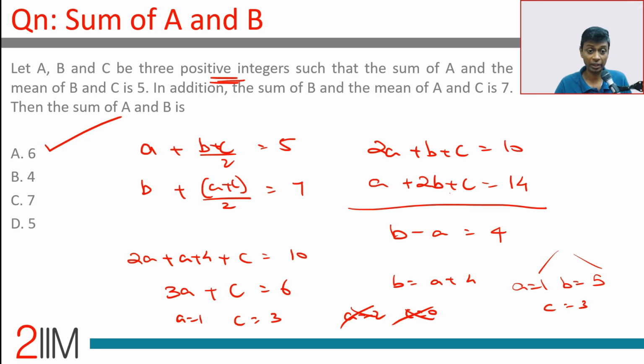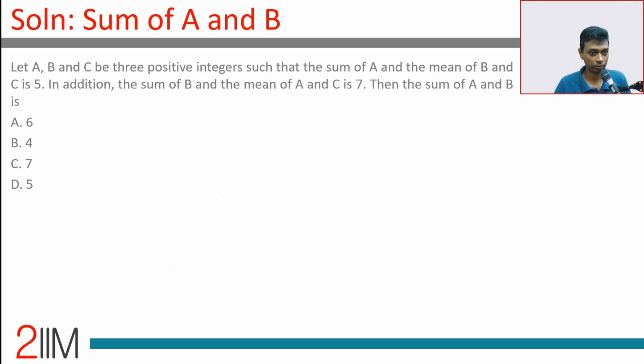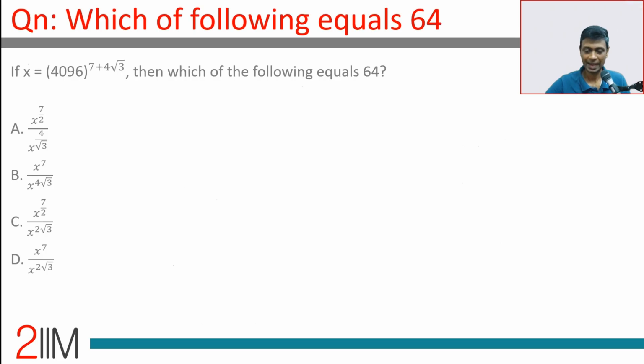Then don't do this algebraically. Think about it. Pause and then figure it out. X equals 4096 to the power 7 plus 4 root 3.